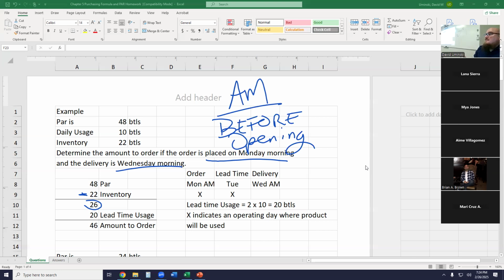If our product is delivered in the morning, then it's going to be delivered before we open to the public, which means we're not going to have any usage during that lead time. Remember, the lead time is the time between when I place the order and when it's actually delivered. When we say PM, which will be the next couple of examples, PM is after closing.